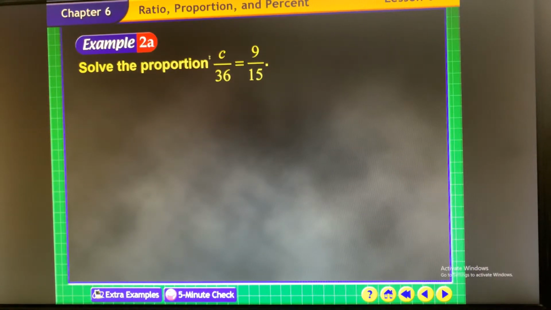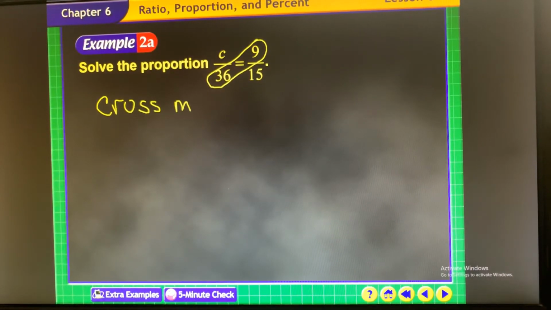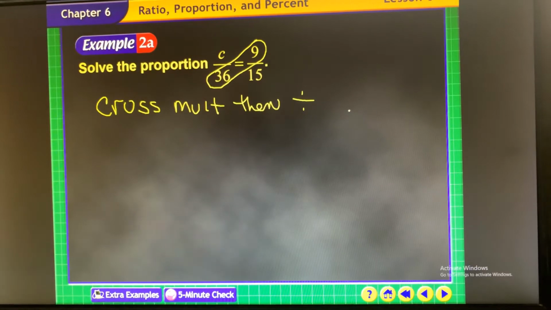Then it gets into you have to find the missing piece. Well, you find the numbers that are across from each other and you're going to cross multiply those first. When you're done multiplying those two numbers, you're going to divide by what's left. So you're going to cross multiply, then divide, and then you'll be done. So you'll do 36 times 9 divided by 15, and you'll get 21 6/10. So C is equal to 21 6/10.